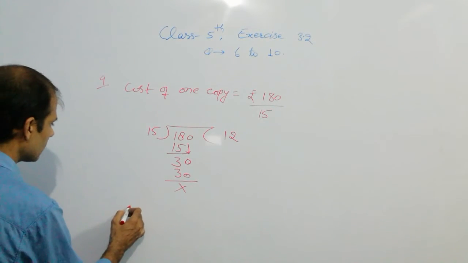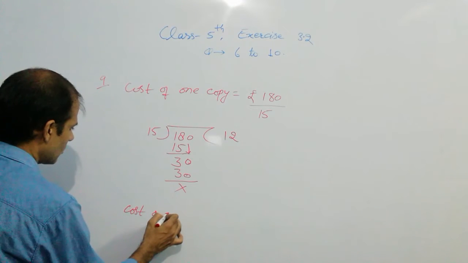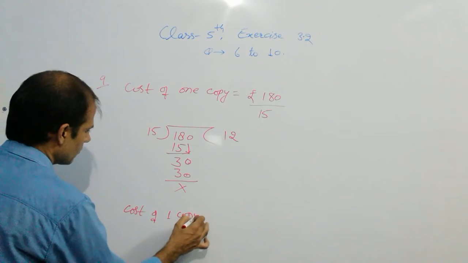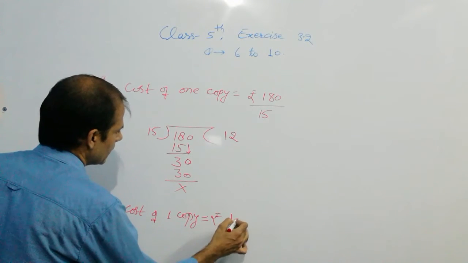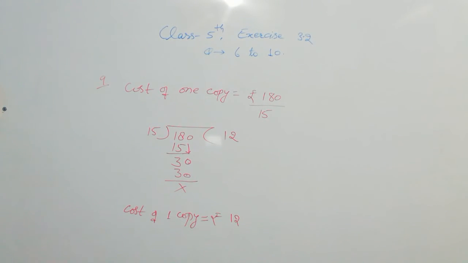So write your answer. Cost of one copy is rupees 12. So this is the answer of question number 9, rupees 12. Okay students, I hope you understood this question and the concept behind this. Pause the video and note it down.